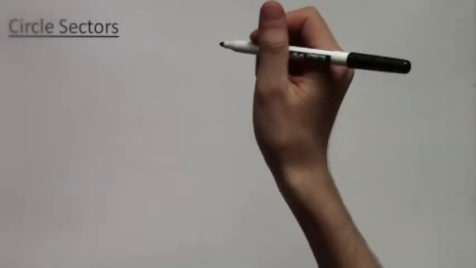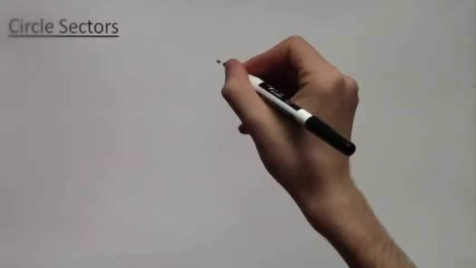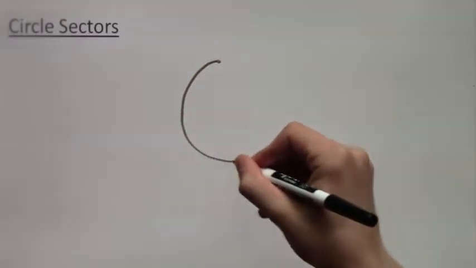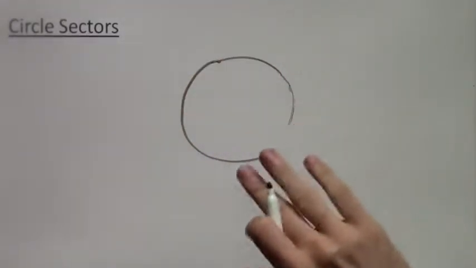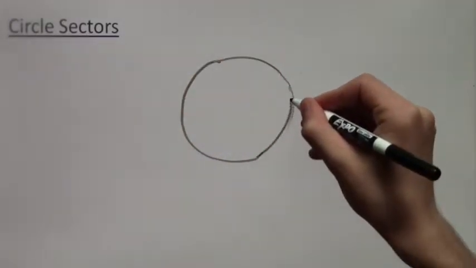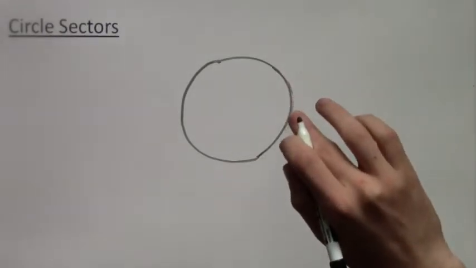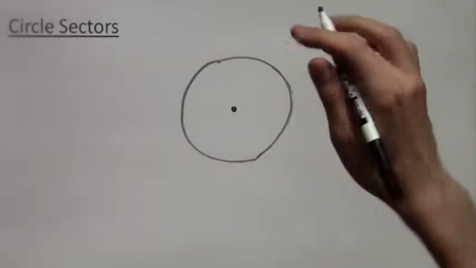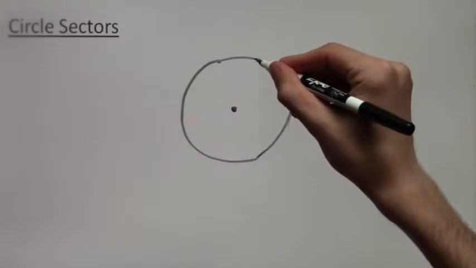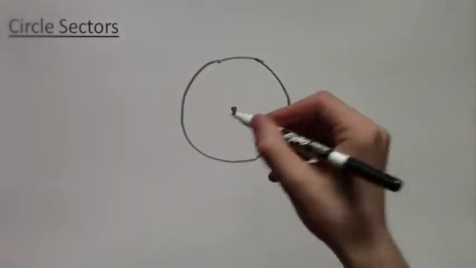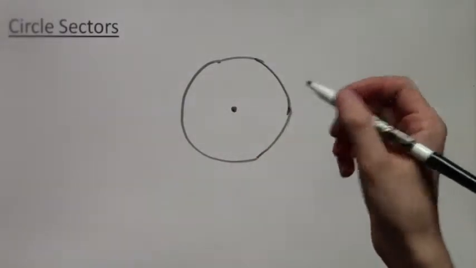In this video lesson, we will learn about circle sectors. So first of all, we have circles. Circles are the set of points equidistant from the center. So they're all at distance equal to the radius from the center.